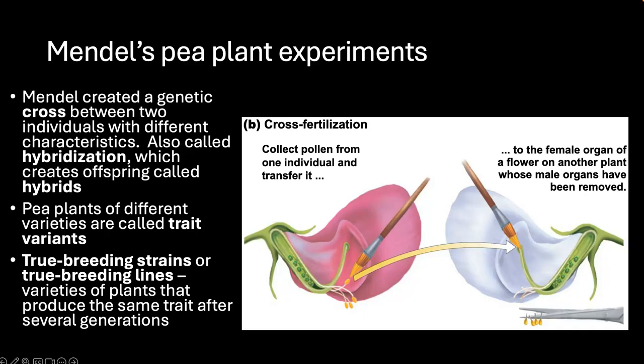One important precursor to Mendel's experiments was identifying true breeding strains of plants. This term means that when allowed to self-fertilize, true breeding pea plant varieties would produce the same exact traits in these pea plants generation after generation.